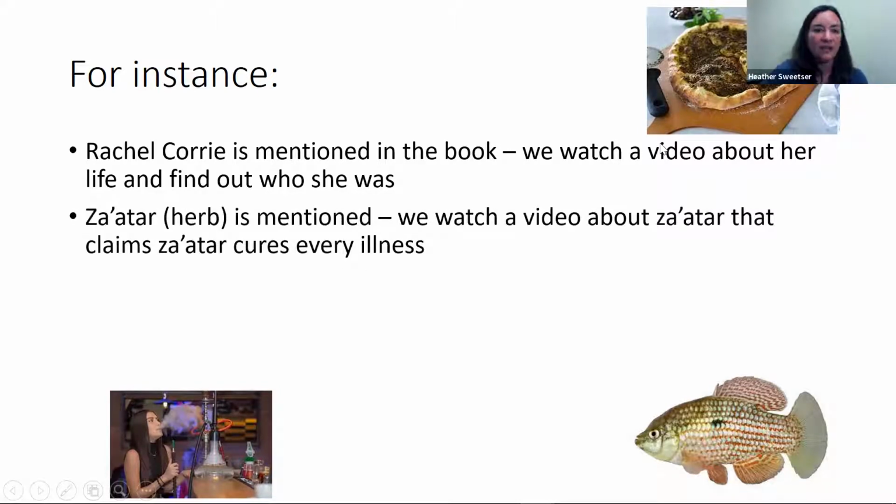So there's this herb, Zatar, that's mentioned. So we watch a video about Zatar. It claims Zatar cures every illness, including cancer and COVID, which is, of course, not true. But then we watch the video, and sometimes it's nicer to take a step back, because food is less controversial. We can find the bias there too.